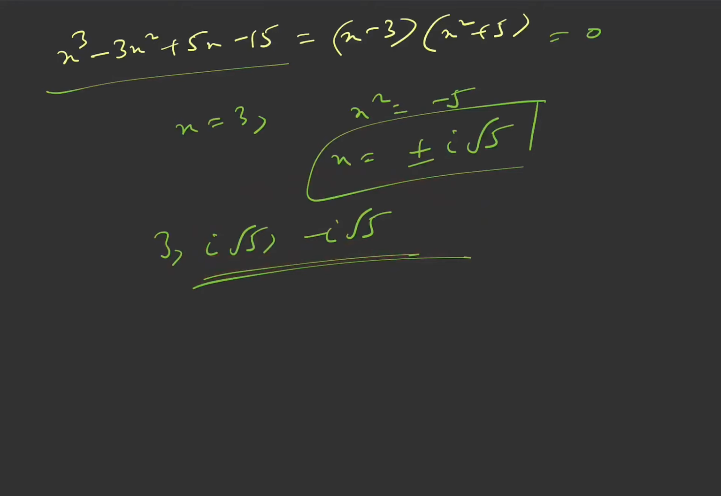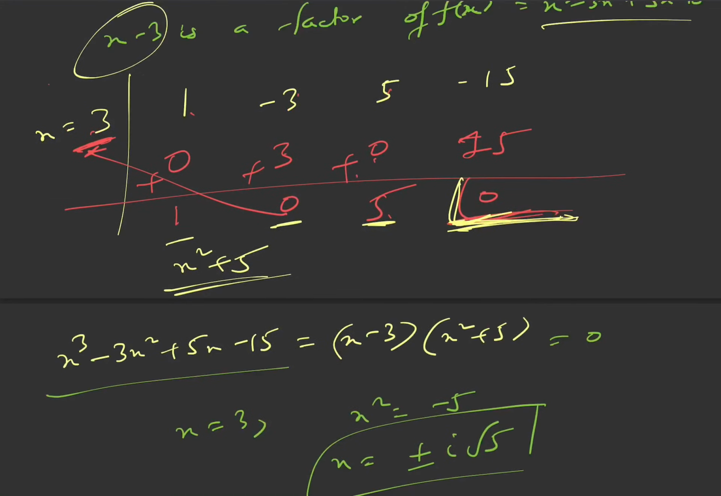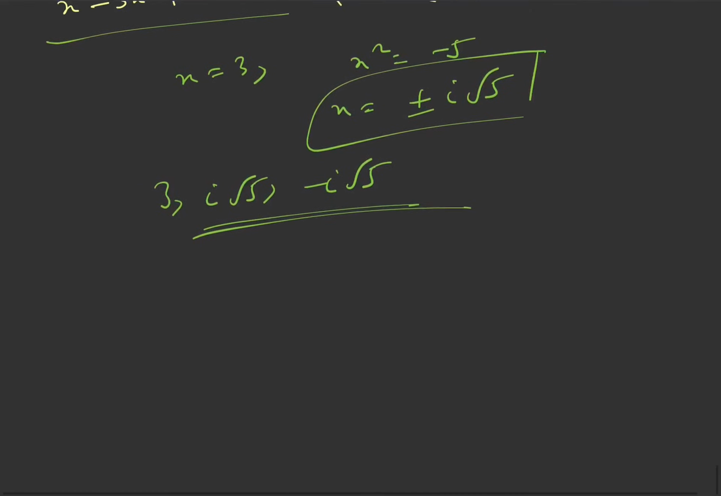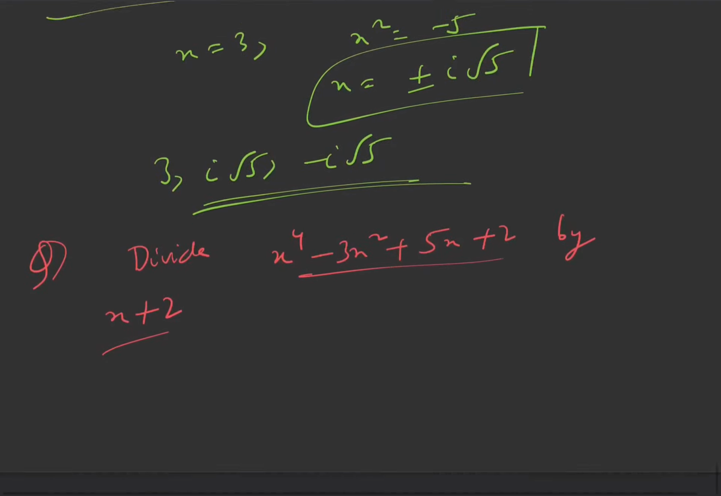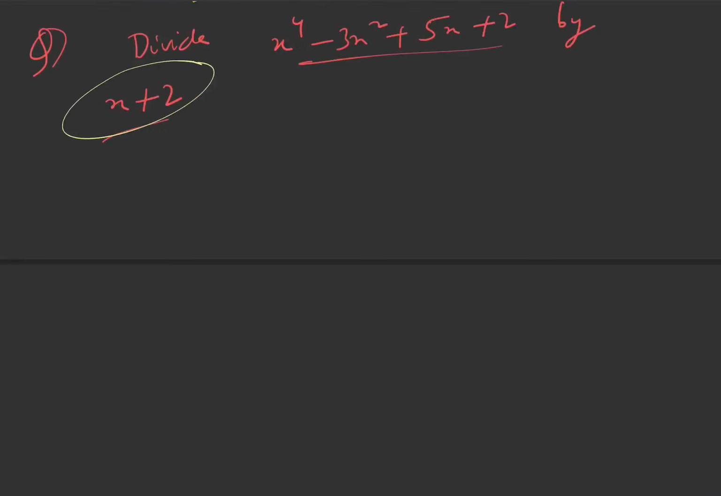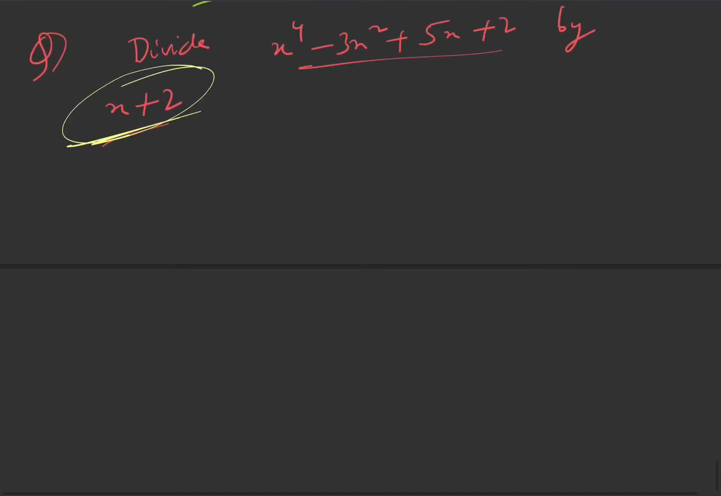So what I am now doing is I am just going to end the session, but before ending I am doing this shortcut method one more time, right? So that you will be comfortable with this. So say if I ask you to divide, this is for linear divisors only, right? The divisor must be linear. So divide, say, x power 4 minus 3x square plus 5x plus 2 by x plus 2, right? Our divisor is linear, so this shortcut will work.